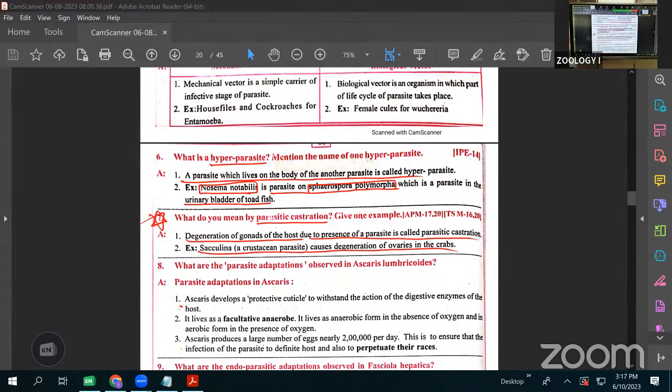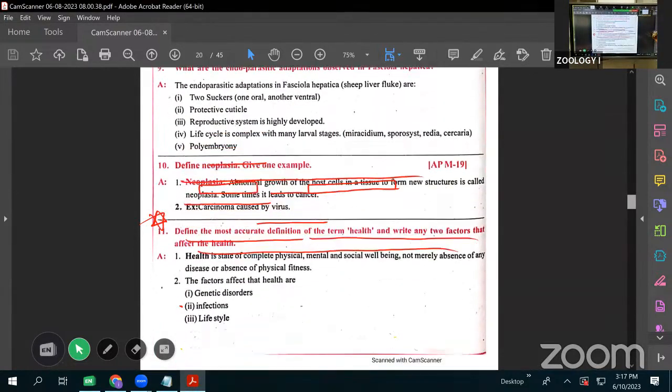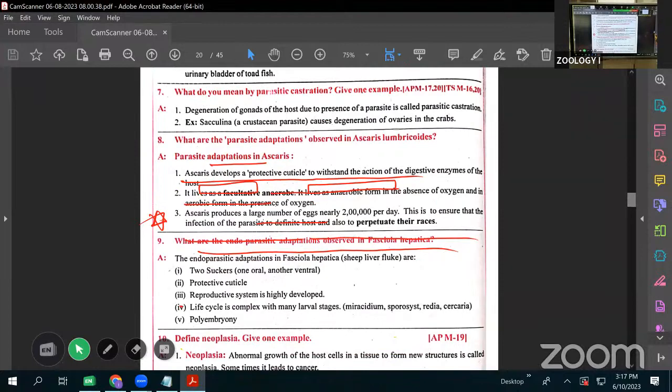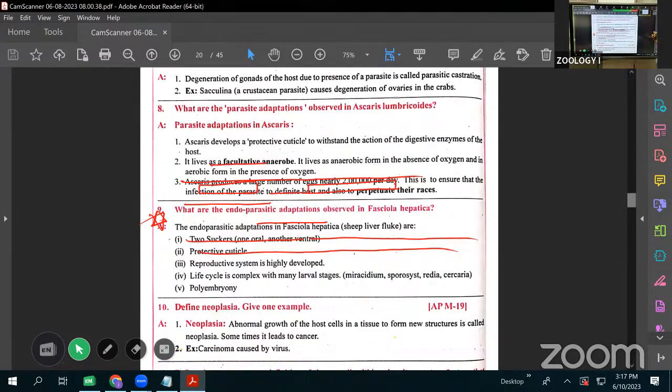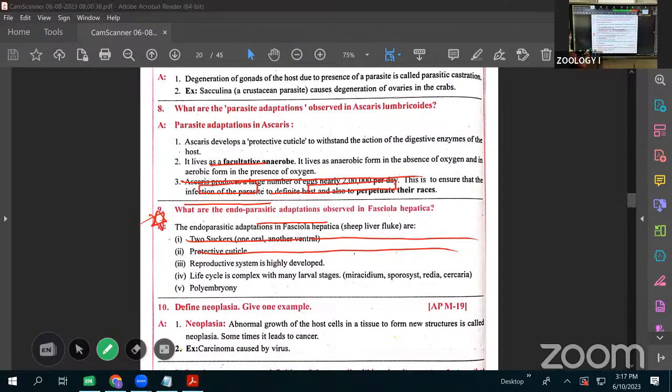Here, this one is about the fifth one. Next one is neoplasia. That is neoplasia, meaning the abnormal growth of the host cells and tissues. The new structures are called neoplasia.